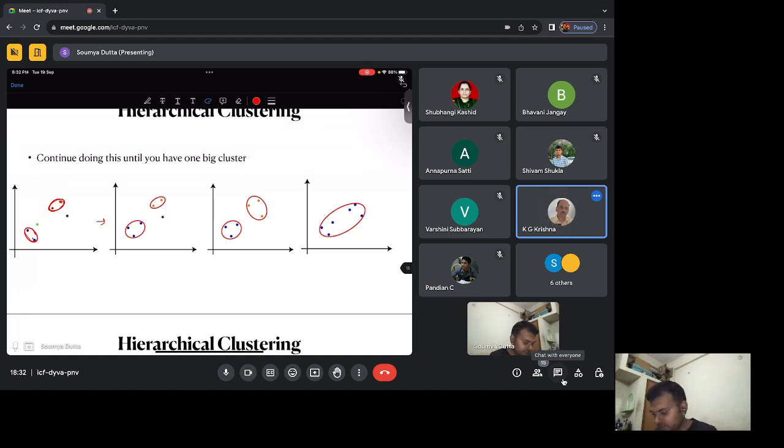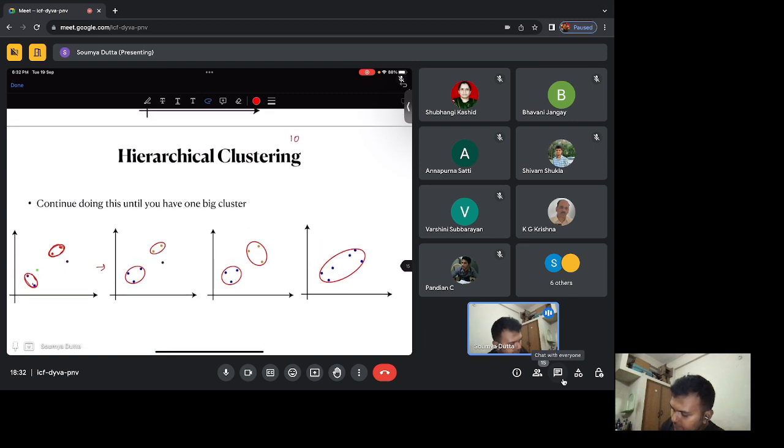So what will happen is, if you have 100 points, you will create a matrix of 100 cross 100, and all of the diagonal entries would be 0. It will be a symmetric matrix. You will calculate the distances between the first point and all the other 99 points, then the second point and all the other 99 points, and so on, and you will keep this matrix as it is.